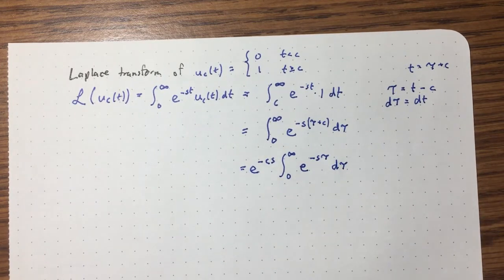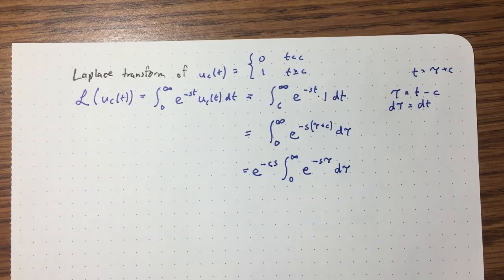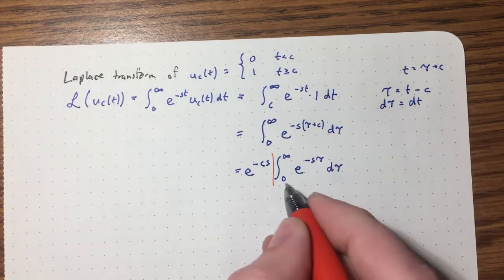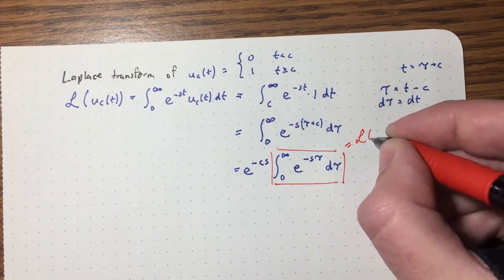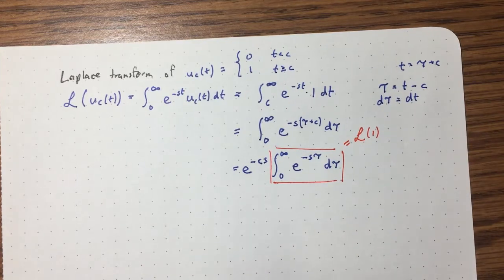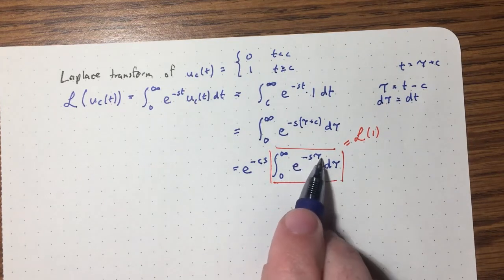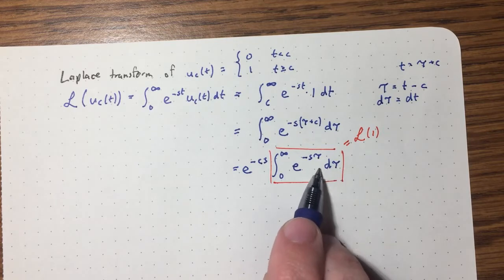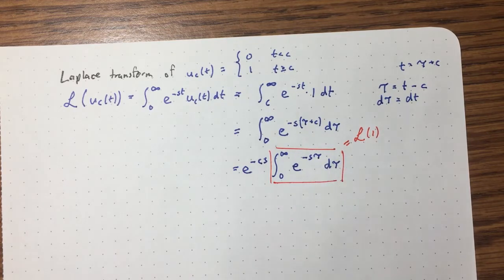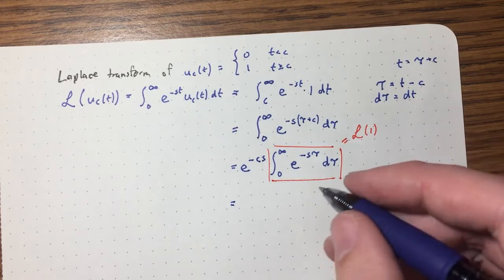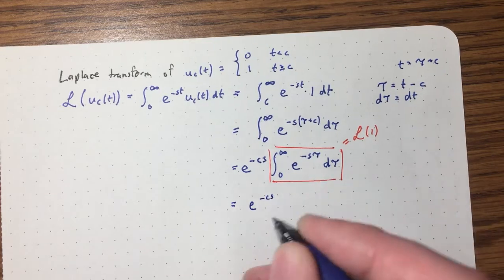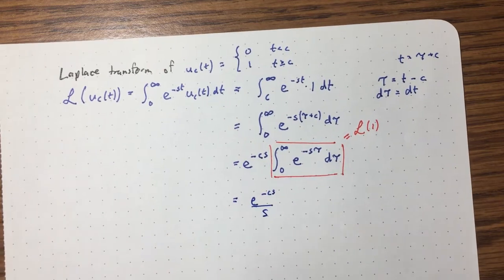But another thing you can do is view this as a Laplace transform. This integral right here is the Laplace transform of the function 1. E to the minus st times some function there, dt, is the Laplace transform of that function. Here it's just 1. The Laplace transform of 1 is just 1 over s. So I get e to the minus cs over s. So that's a pretty nice formula.